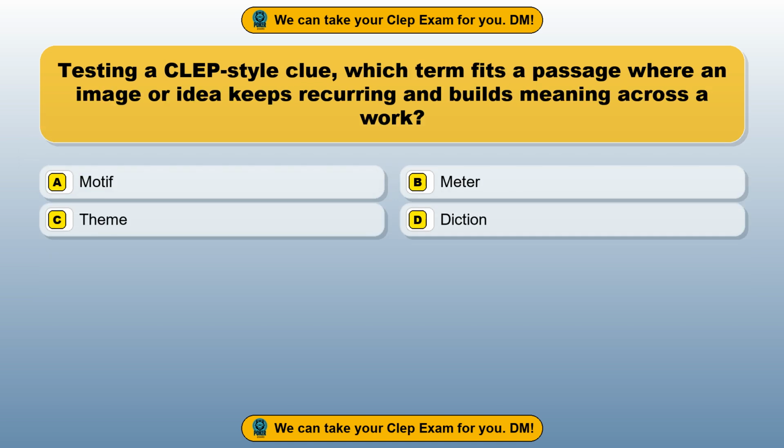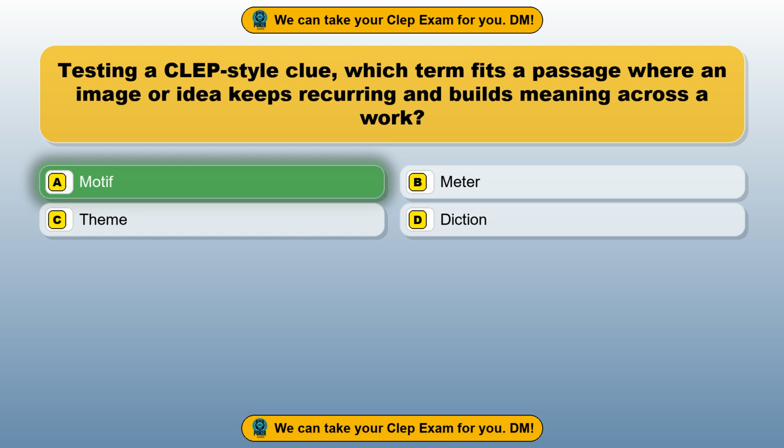Question 34. Testing a CLEP-style clue, which term fits a passage where an image or idea keeps recurring and builds meaning across a work? Option A, motif. Option B, meter. Option C, theme. Option D, diction. The correct answer is option A, motif.